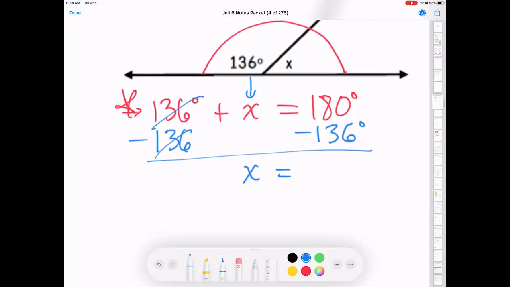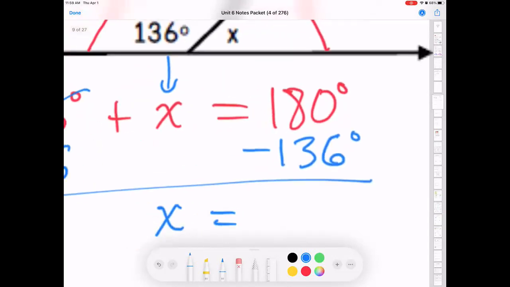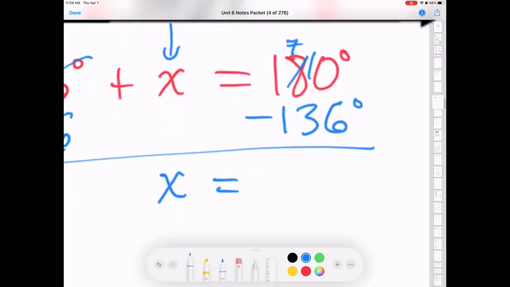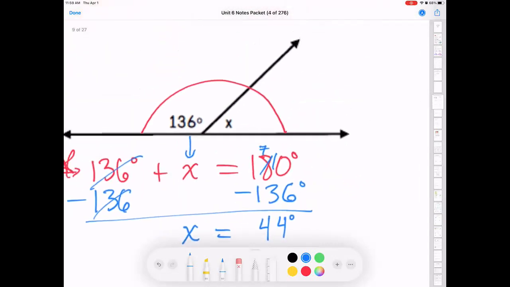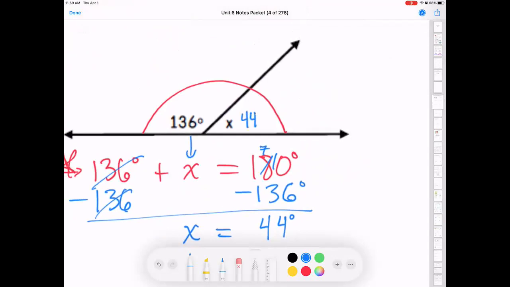Now we actually do have to subtract. This is where the math comes in. 180 minus 136. So remember, back from subtracting large numbers, you're going to have to maybe borrow. 10 minus 6 gives us 4. 7 minus the 3 gives us 4. And then our ones, they'll just cancel with one another. So that missing angle is 44 degrees. So 44 degrees.